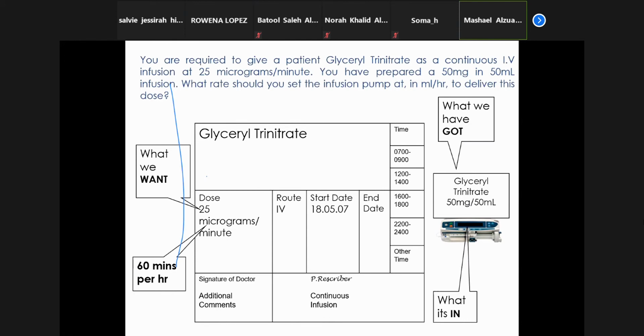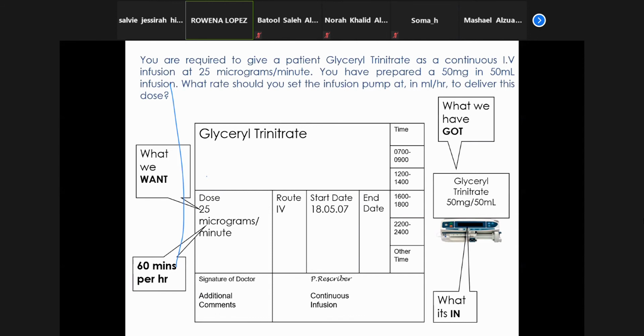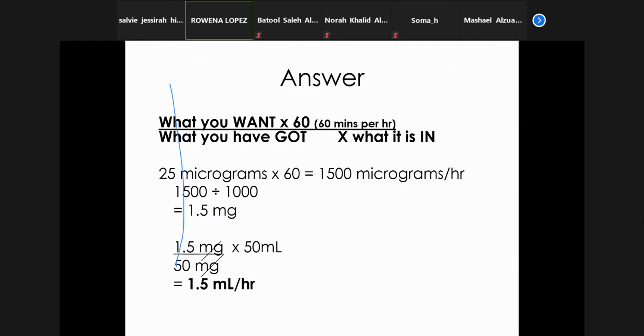1.5 ml per hour. Who's this? Michelle from where? Prince Sultan. What's again your answer, my dear? 1.5 ml per hour is correct. Okay, congratulations.